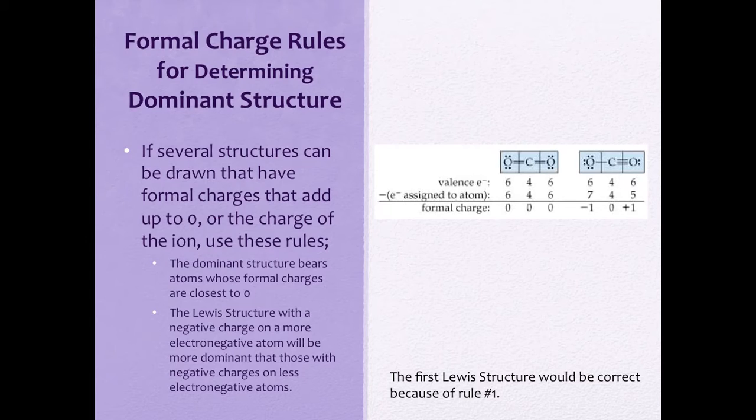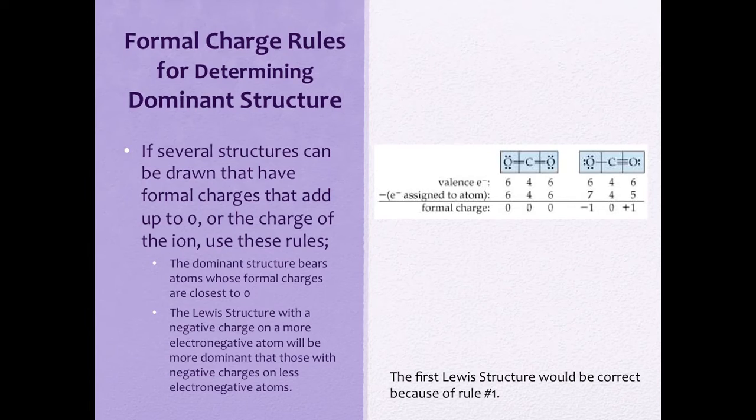So if you can draw several structures and they all have formal charges that add up to either 0 or the charge of the ion, then you should follow the rules listed here. It says the dominant structure bears atoms whose formal charges are closer to 0. And the structure with a negative charge on a more electronegative atom will be more dominant than those with negative charges on less electronegative atoms.